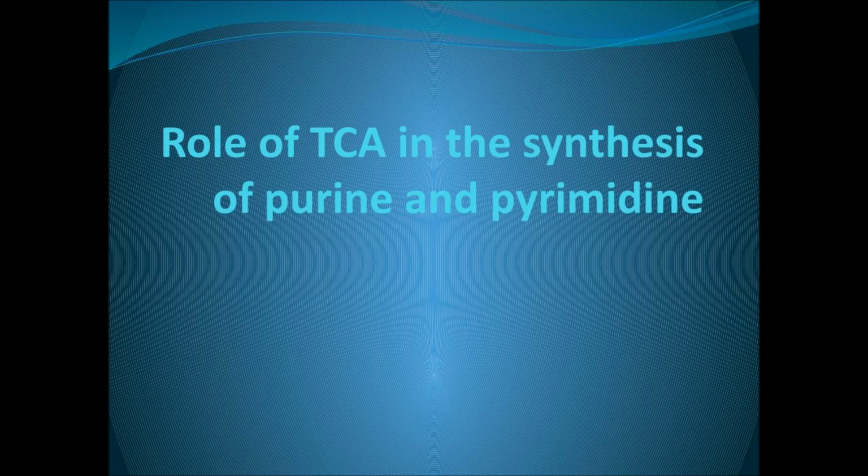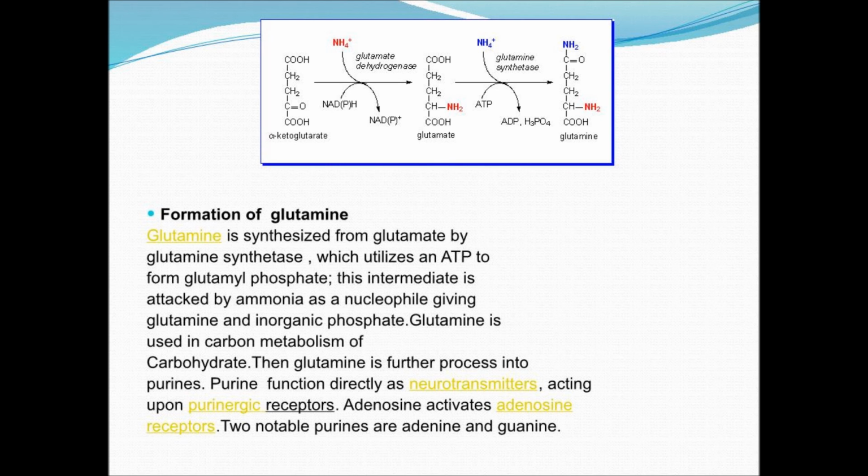Thank you. So one of the roles in the amphibolic role of TCA cycle and metabolism is the role in synthesis of purine and pyrimidine. First of all, I would like to talk about formation of glutamine. Glutamine is synthesized from glutamate by glutamine synthetase, which utilizes an ATP to form glutamyl phosphate. This intermediate is attacked by ammonia as a nucleophile, giving glutamine and inorganic phosphate.